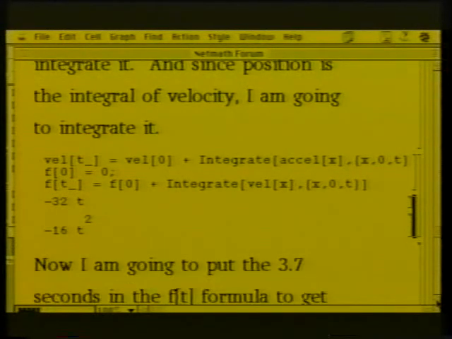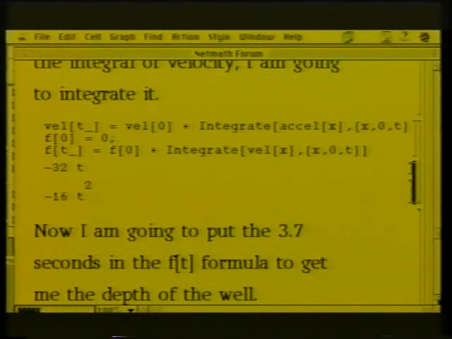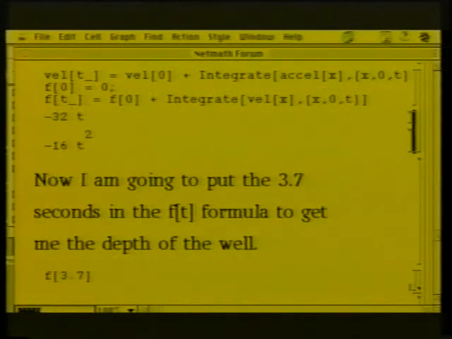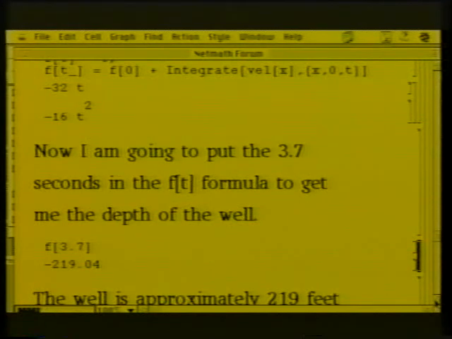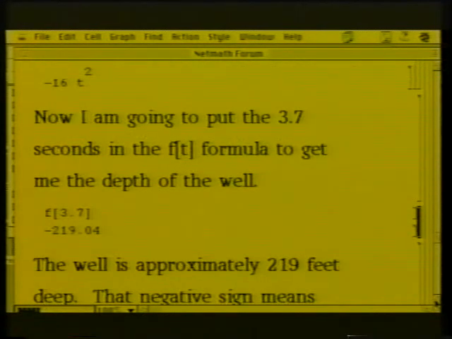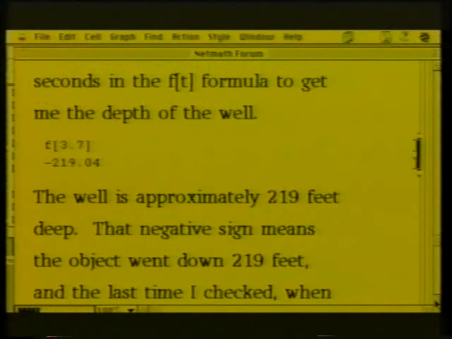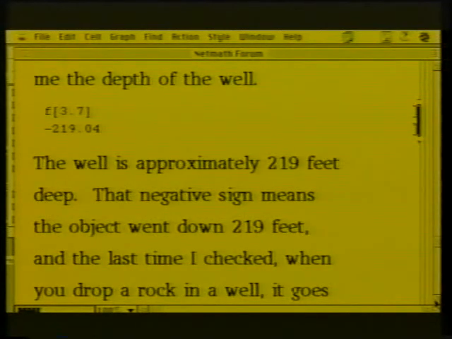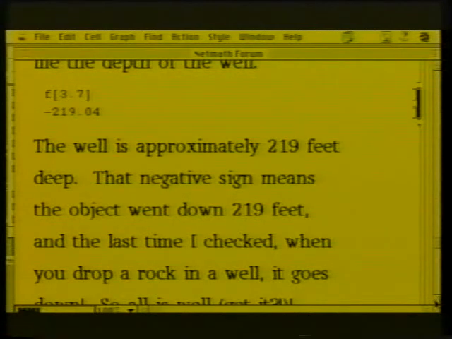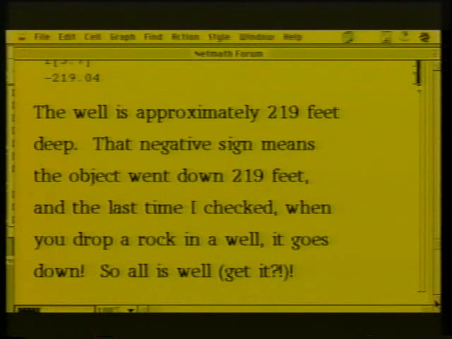And now she has this formula, f of t is her integral of velocity, so she says, I'm going to put the 3.7 into the f of t formula to get me the depth of the well, which she does. Minus 2, well, you can see it, it's minus 219. And then she assesses. This is what we also ask for. We ask for saying why you're going to do a calculation and then an assessment of the calculation. The well is approximately 219 feet deep. The negative sign means the object went down 219, and the last time I checked, when you drop a rock in a well, it goes down. So all is well. Get it?